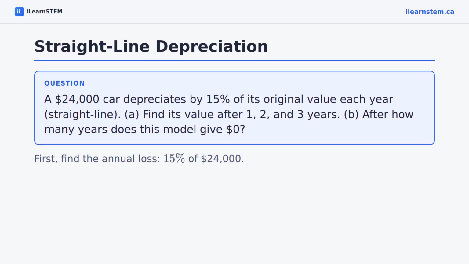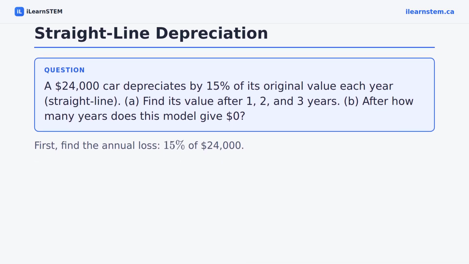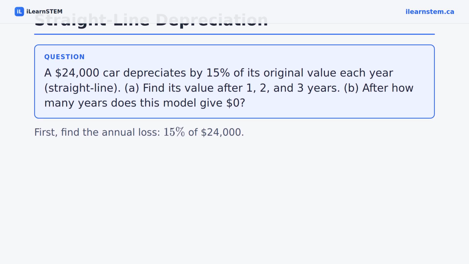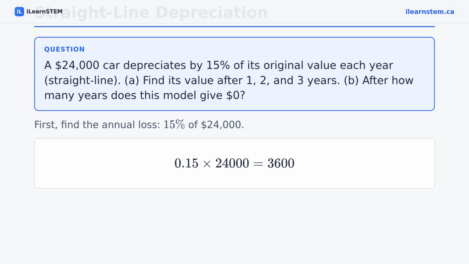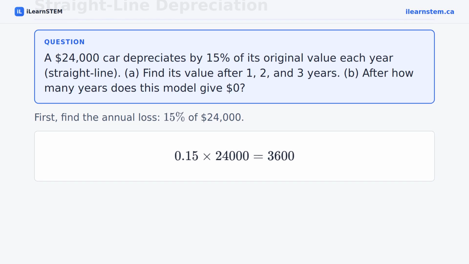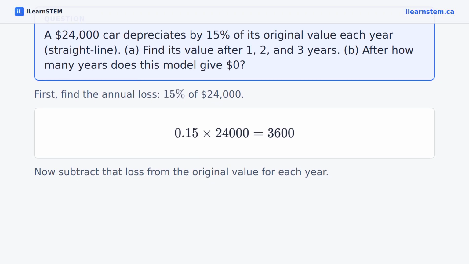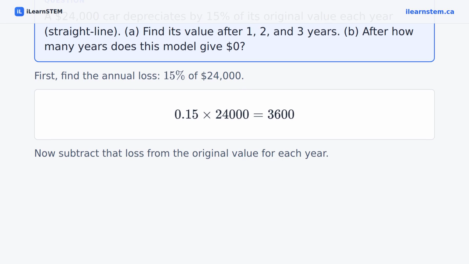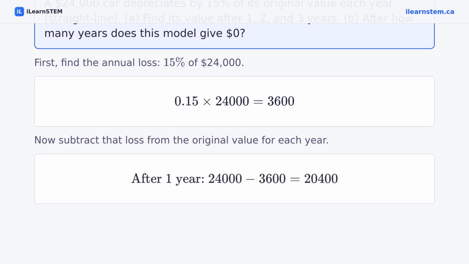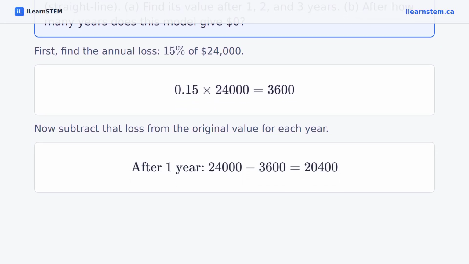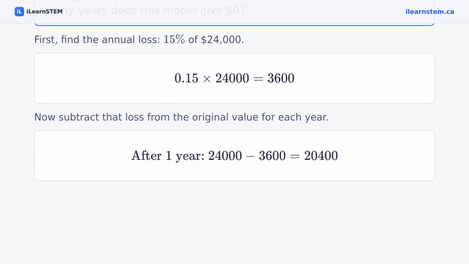First, find the annual loss, 15% of $24,000. 0.15 times 24,000 equals $3,600. Now subtract that loss from the original value for each year. After 1 year, 24,000 minus 3,600 equals $20,400.